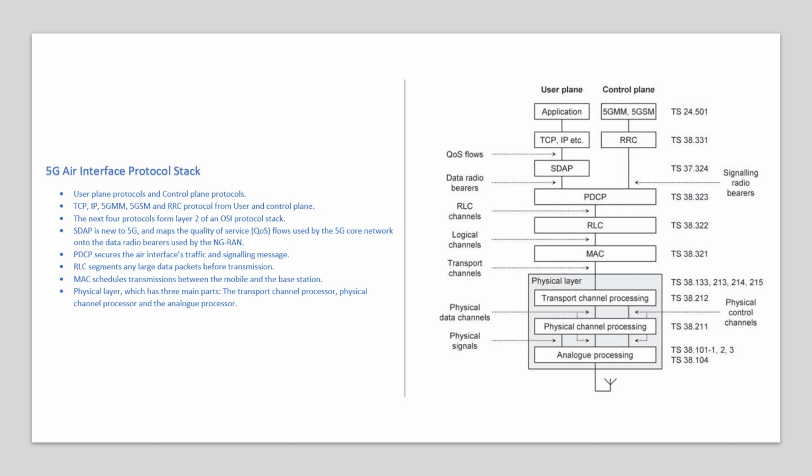The information flows between different protocols are known as channels and signals. Data and signaling messages travel on radio bearers between the PDCP and RLC, logical channels between RLC and MAC, transport channels between MAC and the physical layer, and physical data channels within the physical layer itself. Within the physical layer, the transport channel processors in the mobile and network communicate by exchanging uplink and downlink control information, which is delivered by means of physical control channels. Similarly, the two physical channel processors communicate by exchanging physical signals at a higher level. The diagram here also shows the locations in the protocol stack of QoS flows and radio bearers. Moreover, for each protocol layer, the technical specifications are listed in the figure for further reading.